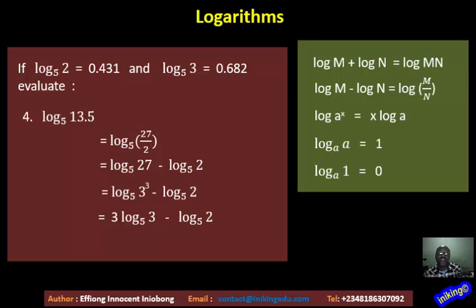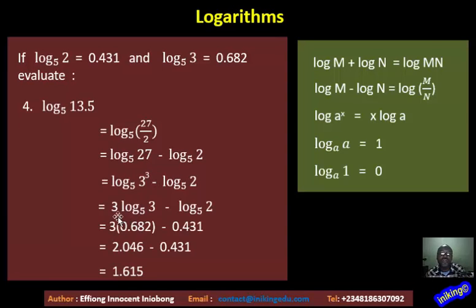Let's clean our screen a bit. So that's it there. You can see our 27 was changed to what? 3 raised to power 3, and then the 3 goes to the front. And then we move further, substituting the value. Log of 3 to base 5 given to us as 0.682. Multiplying that out, we have 2.046 as we obtained earlier, and then you subtract 0.431 to arrive at 1.615. So the logarithm of 13.5, we can see using the values given to us above, is 1.615. That brings us to the end of the laws of logarithms.